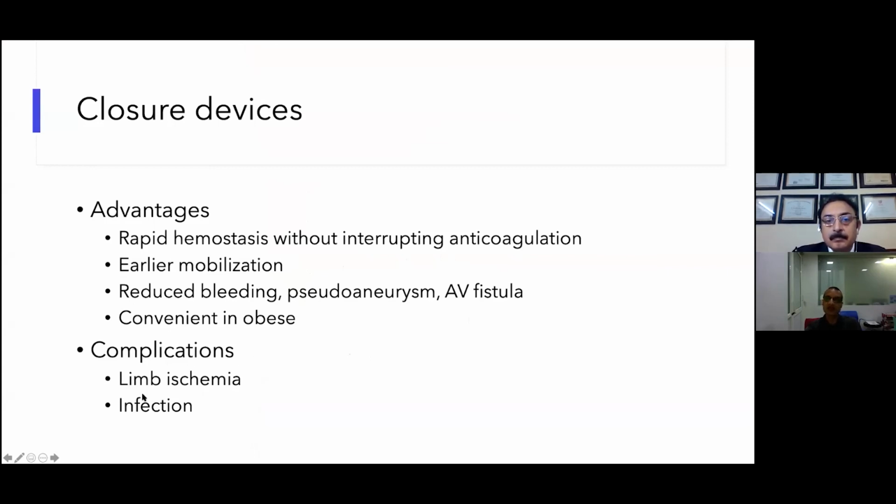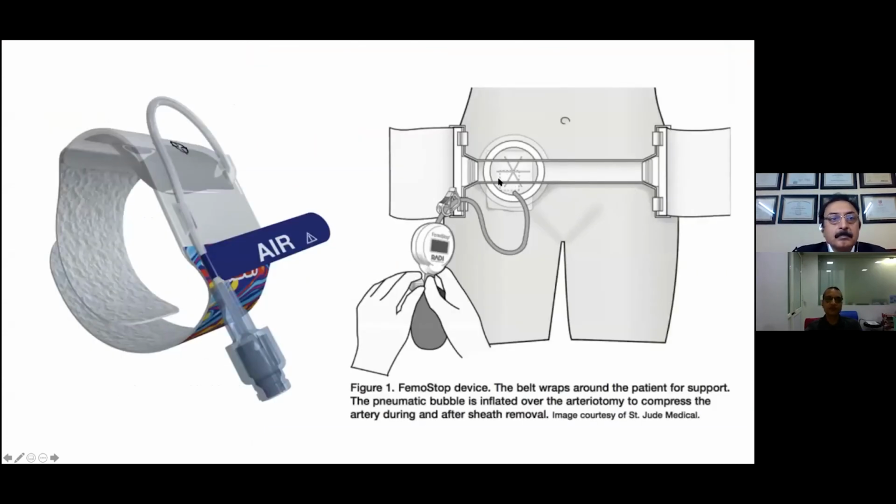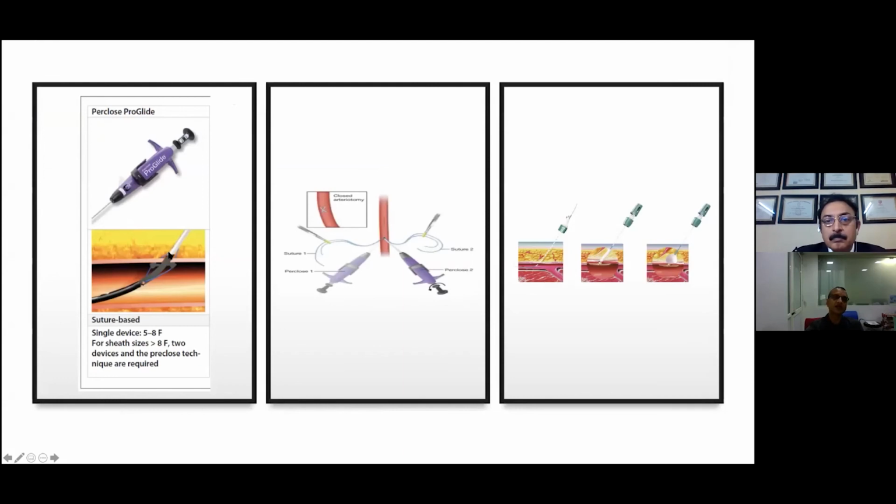Complications can be limb ischemia and infection, and at times, of course, pseudoaneurysms can also form. So these are examples. This is a radial compression, and this is the Femostop device where you place the balloon over the arterial puncture site, and then inflate the balloon and keep it in place. And here is the Perclose or the ProGlide, which is passed over a wire once the sheath is removed. It has steps listed as 1, 2, 3, 4, and you follow these steps and it sutures the puncture in the artery.